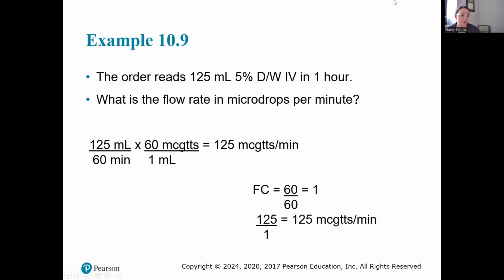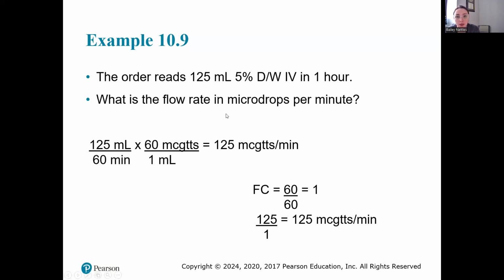All right, so this is 125 milliliters in 1 hour or 60 minutes. Because we want drops per minute, that just took out a whole step for us. So let's just go ahead and convert it because we know 1 hour is 60 minutes. Now we have micro drops per minute. That's what we want, right? So I have my micro drops on top, my minutes on bottom, and my milliliters can cross out.